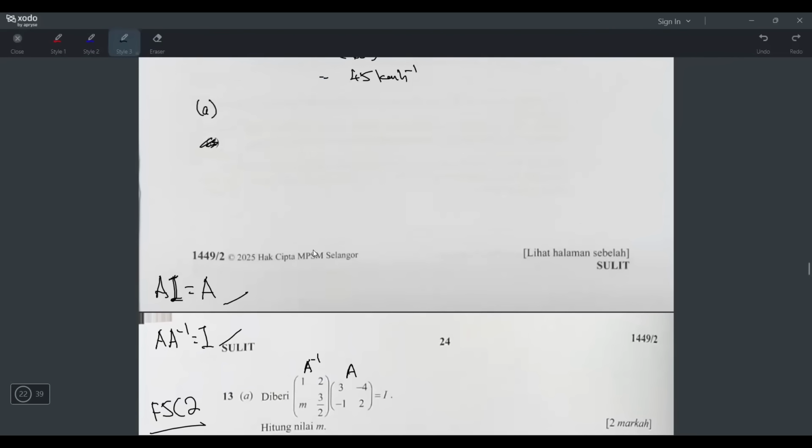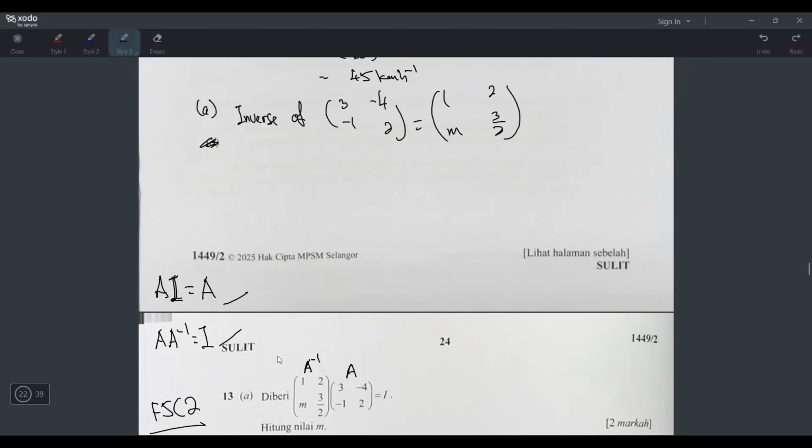So the inverse method looks like this. The inverse of 3 negative 4 negative 1 2 equals the other one, 1 2 m 3 over 2. If you ask me, hey sir, why is this one the inverse of this? Because the product is I. When you multiply you get I, that's why they have this special relationship. When two matrices multiplied give I, these two matrices have a special relationship: one of them is the normal matrix and the other one is the inverse. So you can make this one the normal matrix and the other one the inverse.